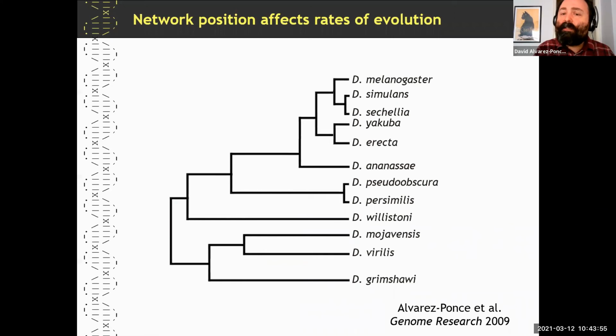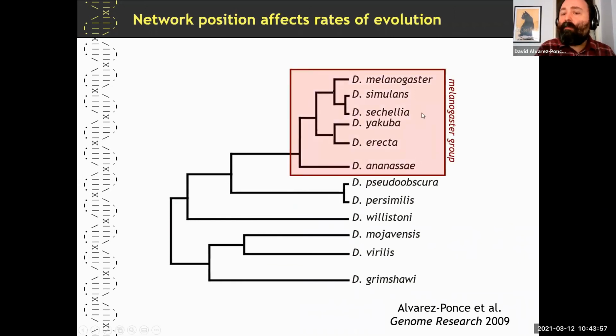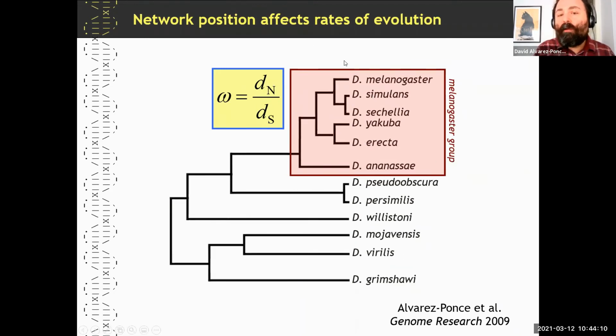Then for each of these genes, we identified the orthologs in the different species, and more specifically, we focused on this group to calculate rates of protein evolution, or omega ratios, and we focused on this group to avoid saturation of synonymous sites. Synonymous sites evolve fast, so we didn't want to compare species that were very different among them, because then it's possible that every synonymous site has undergone multiple substitutions.